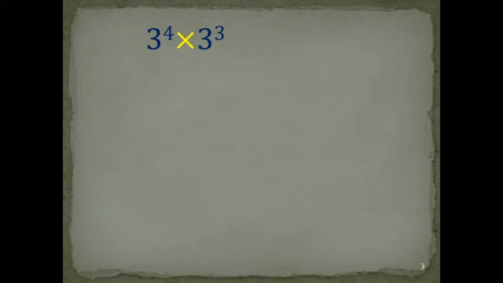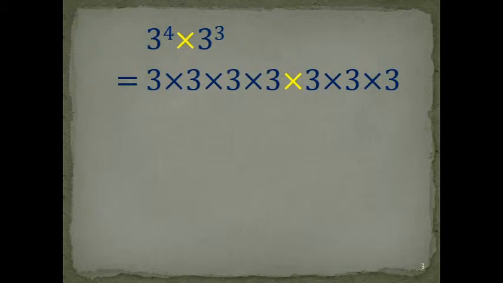Let's see what happens when we multiply two numbers with the same base and an index each together. So in our example, we're going to do 3 to the power of 4 times 3 to the power of 3. If we write this in expanded form, we get 4 3s multiplied together times another 3 3s. When we reduce this now to index form, we get 3 to the power of 7. What we notice is that 7 is really 4 plus 3.